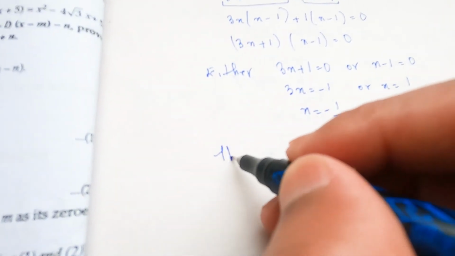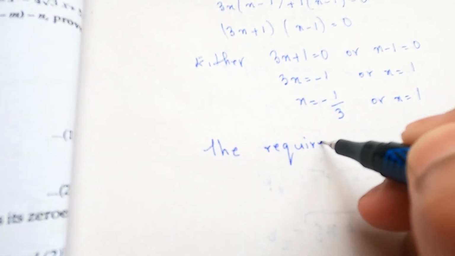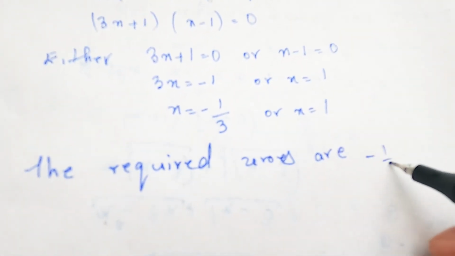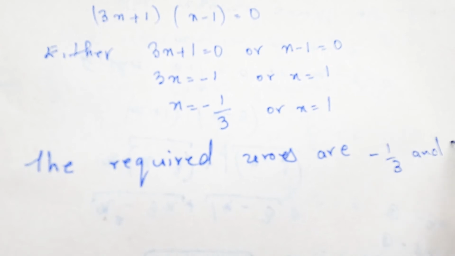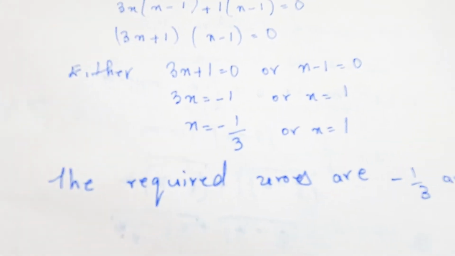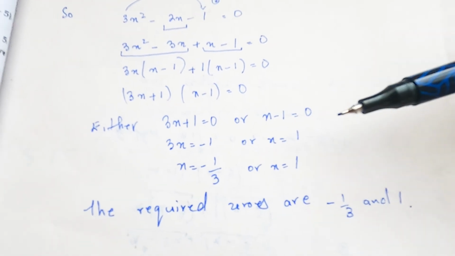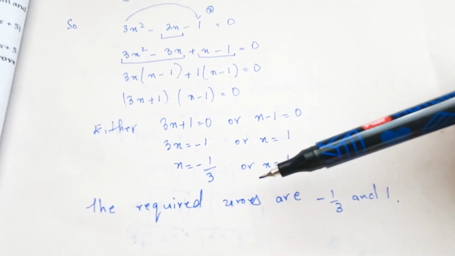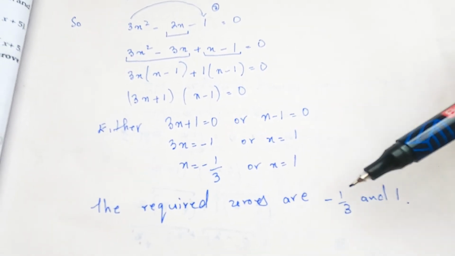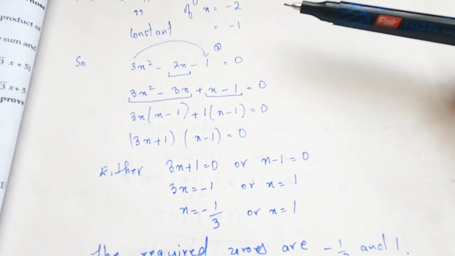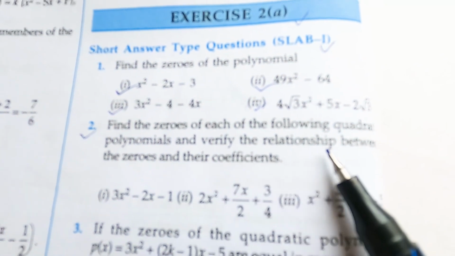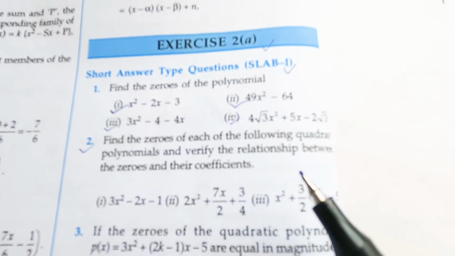So the required zeros are minus 1 by 3 and 1. In this case we have found the value of x. Therefore the zeros, or the values of x, are minus 1 by 3 and 1. This is the same thing as question number 1. Now the second part of the question: we have to verify the relationship between the zeros and their coefficients, for which we have to use the formula.